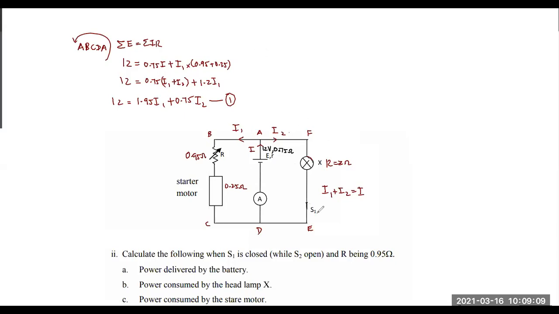Then let's do the same thing for the other loop, A, F, E, D, A. So for that, you apply sigma E equals sigma IR, one step at a time. Sigma E is 12. There's only one battery in this loop. Sigma IR, again, current I is flowing through 0.75 ohm. So this time I'll directly substitute 0.75 into I1 plus I2, the total current. Plus, now I2 is flowing through this headlamp, therefore it is 2 I2. So 12 is equal to 0.75 I1 plus 2.75 I2.